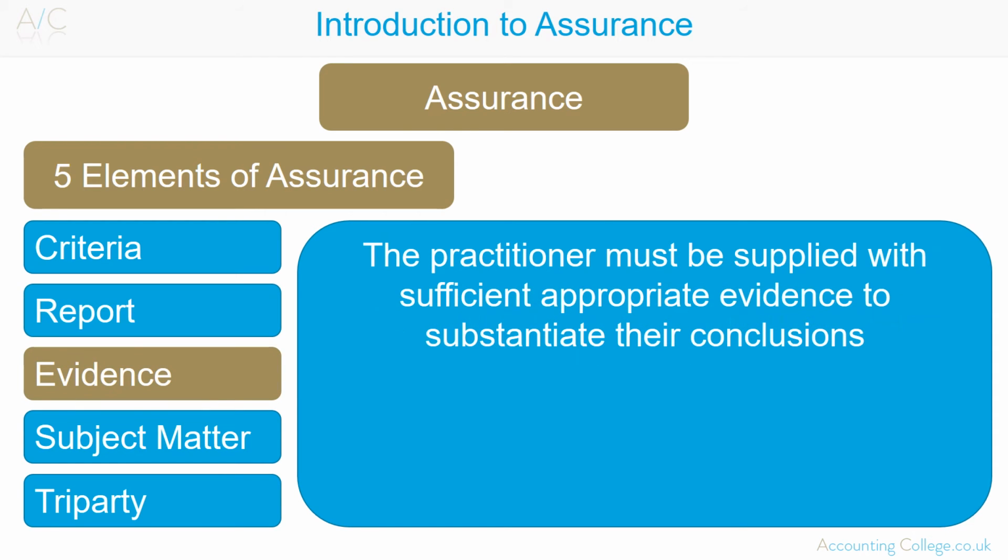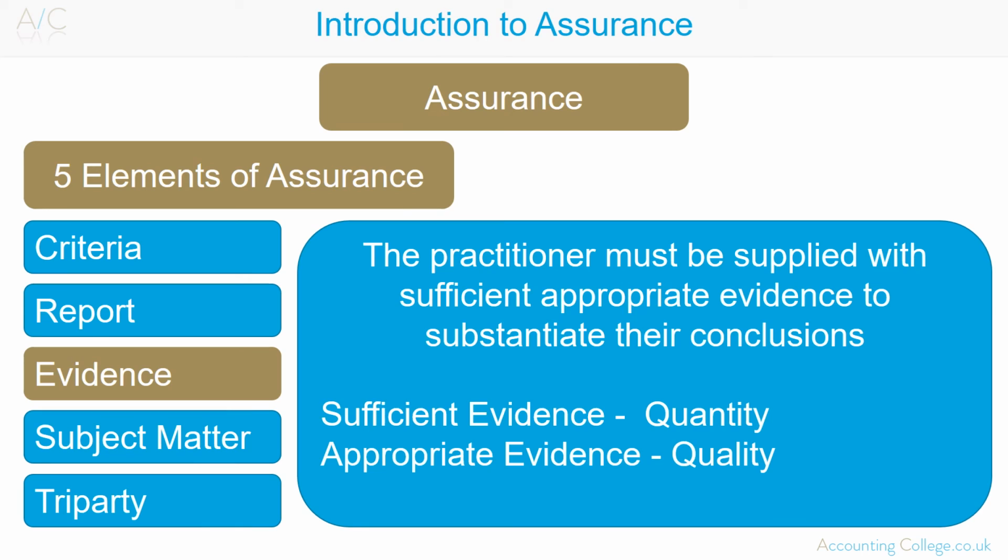Evidence. The practitioner must be supplied with sufficient, appropriate evidence to substantiate their conclusions. With auditing, suitable evidence is obtained by performing audit procedures and reviewing financial statements. The auditor will use professional skepticism in that they will not believe or disbelieve everything they are told. Instead, they will gather sufficient evidence in terms of quantity and appropriate evidence in terms of quality. Evidence that is relevant and reliable in order to support the auditor's conclusion in their audit report.